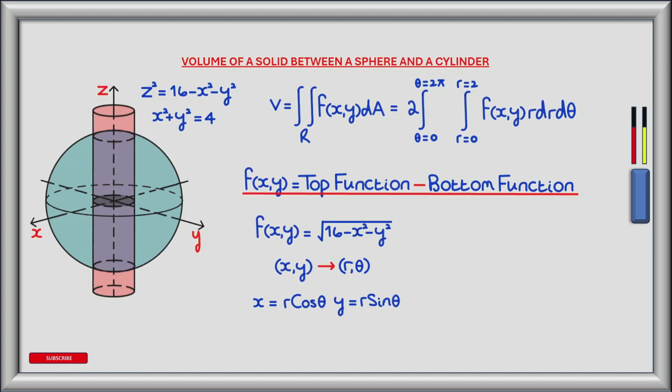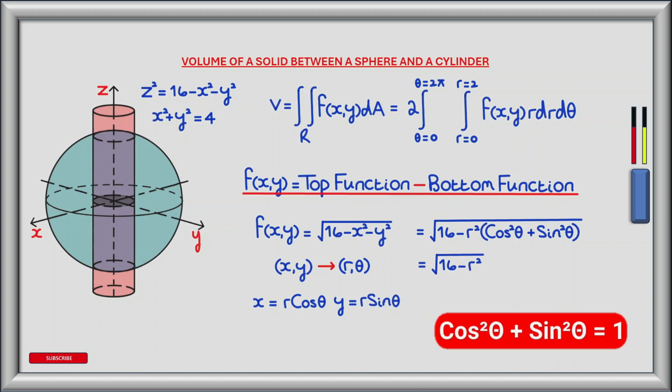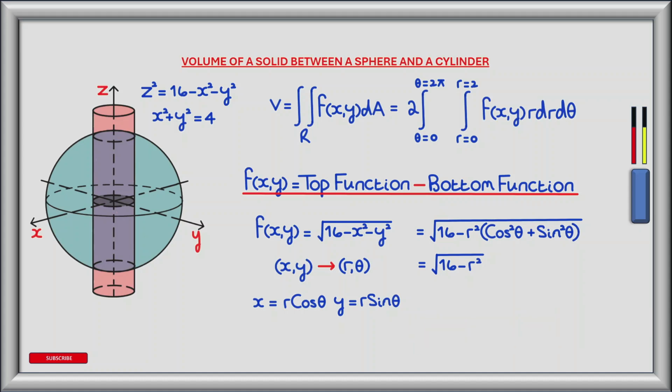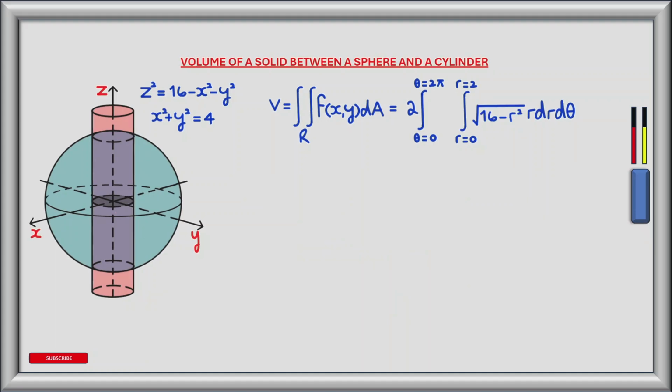And now we need to convert the height component f of xy to polar coordinates. To do this, we'll replace x with r cos theta and y with r sine theta. After we make this substitution, we get the square root of 16 minus r squared into the bracket of cos squared theta plus sine squared theta. And using the trig identity where cos squared theta plus sine squared theta is equal to 1, we have a height function of the square root of 16 minus r squared. Now that we have our height component, we can begin to evaluate the integrals.